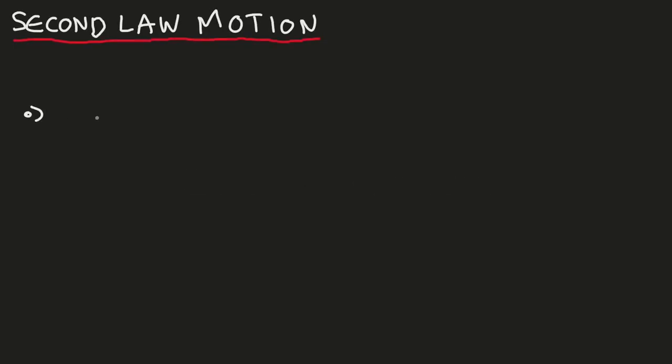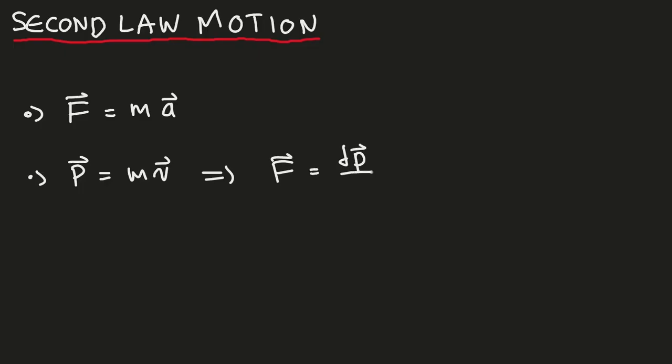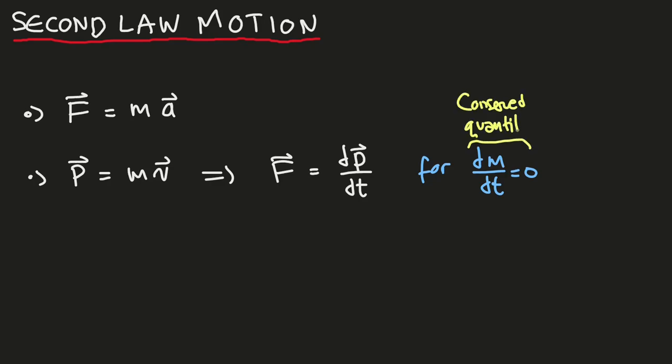Newton's second law of motion. We recall that in the second law of motion, we have F vector equals m multiplied by a vector. Then by defining p vector as momentum, which equals m multiplied by v vector, that means F vector equals the first derivative of p vector with respect to time, for the first derivative of m, or mass, equals 0, which we know is a conserved quantity.